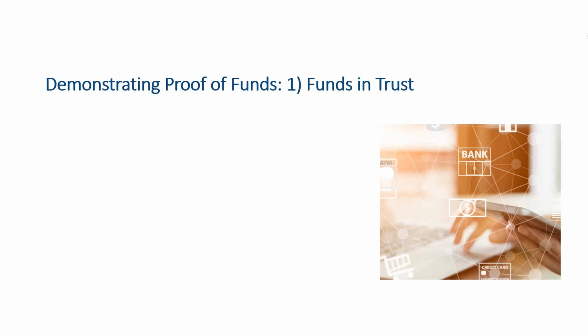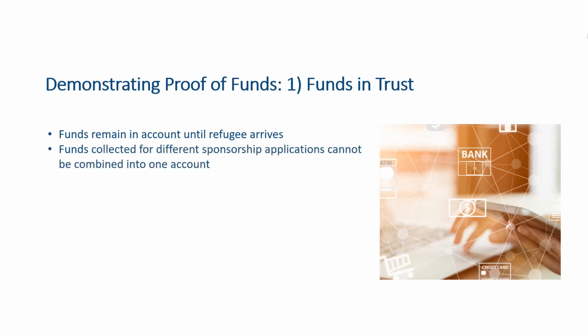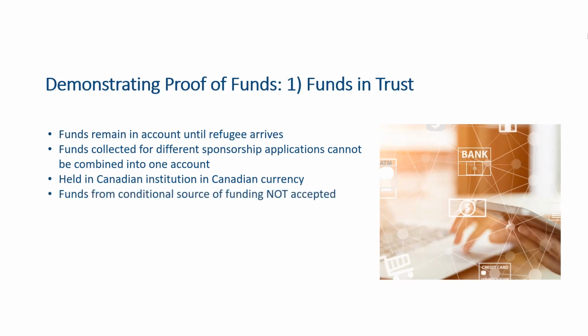So the first way is through funds held in trust. That's where you collect the funds, you place them into an account that has been specifically designated for this particular application. You cannot combine funds from multiple sponsorship applications into one account. You have to have a separate account for each application package, and the funds would remain in that account until the refugee arrives in Canada. The funds need to be held in a Canadian financial institution, and they have to be held in Canadian dollars. And the funds cannot come from conditional sources of funding.